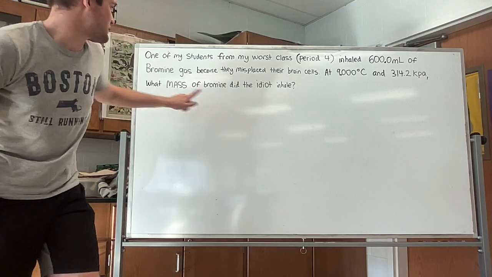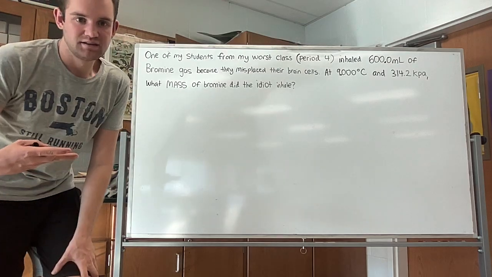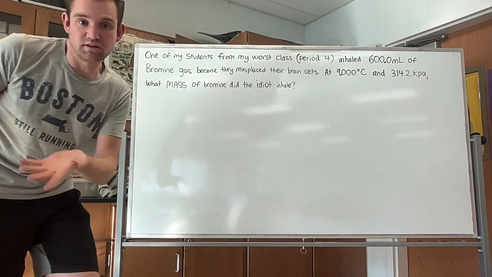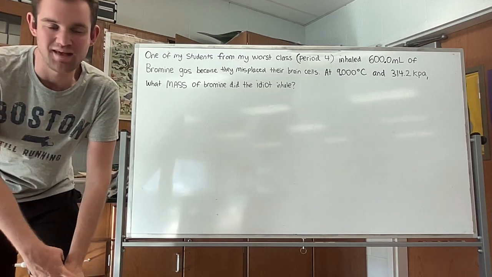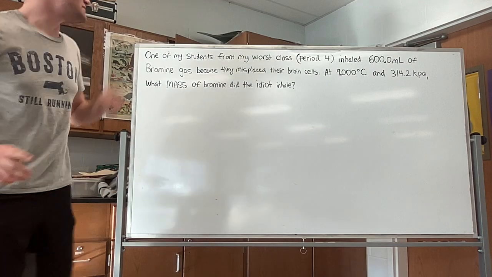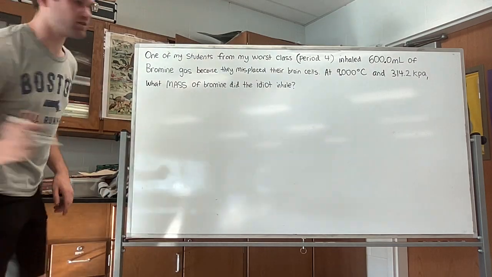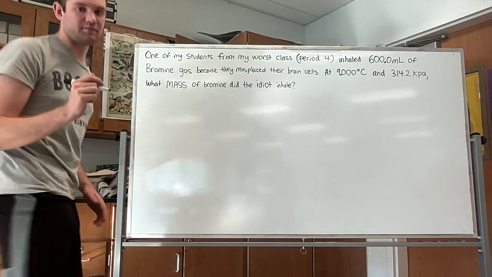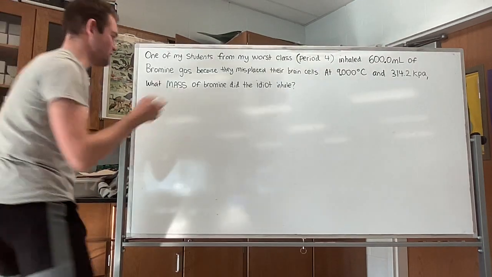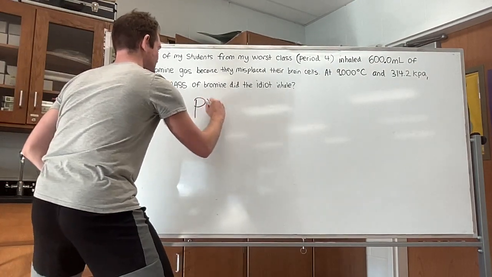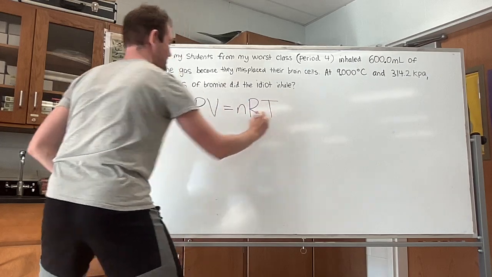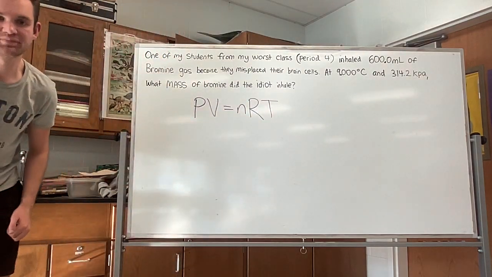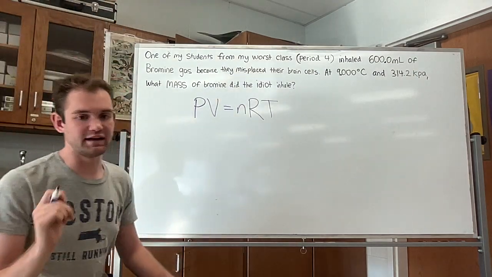And how the heck are we going to get mass? Well, mass and moles are related a bit. So if we get the moles of bromine, we can get the mass. Ready? Here we go. So let's set up my PubNerd equation, PV equals nRT. Just like so.